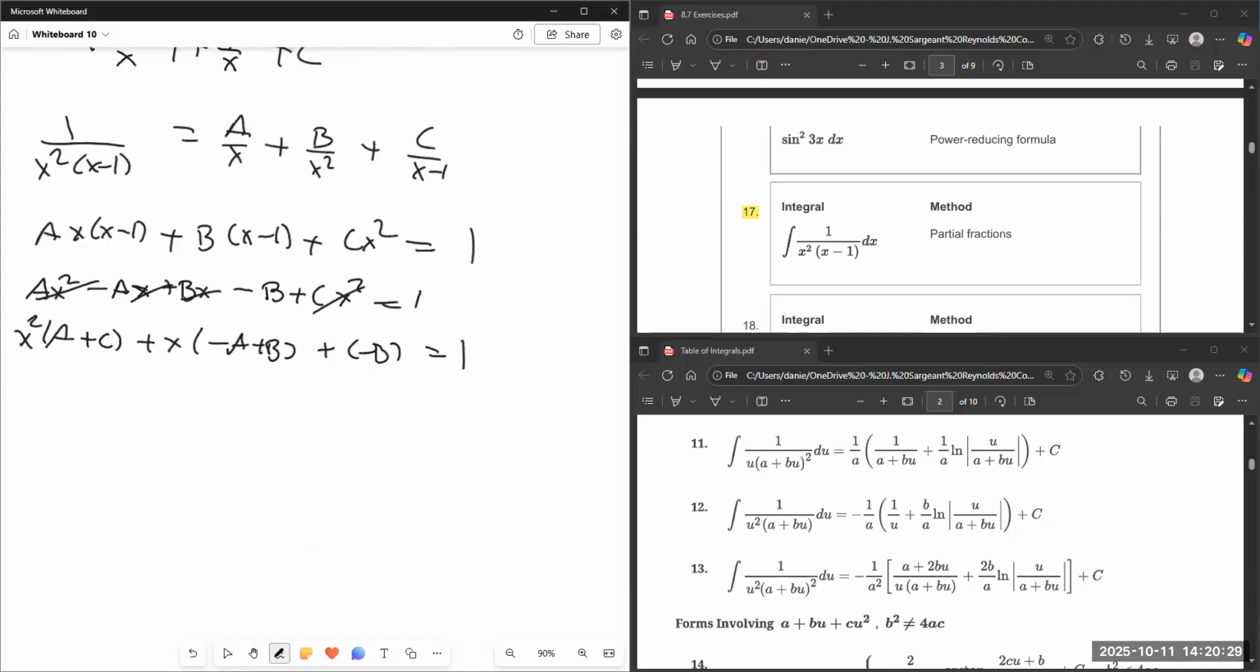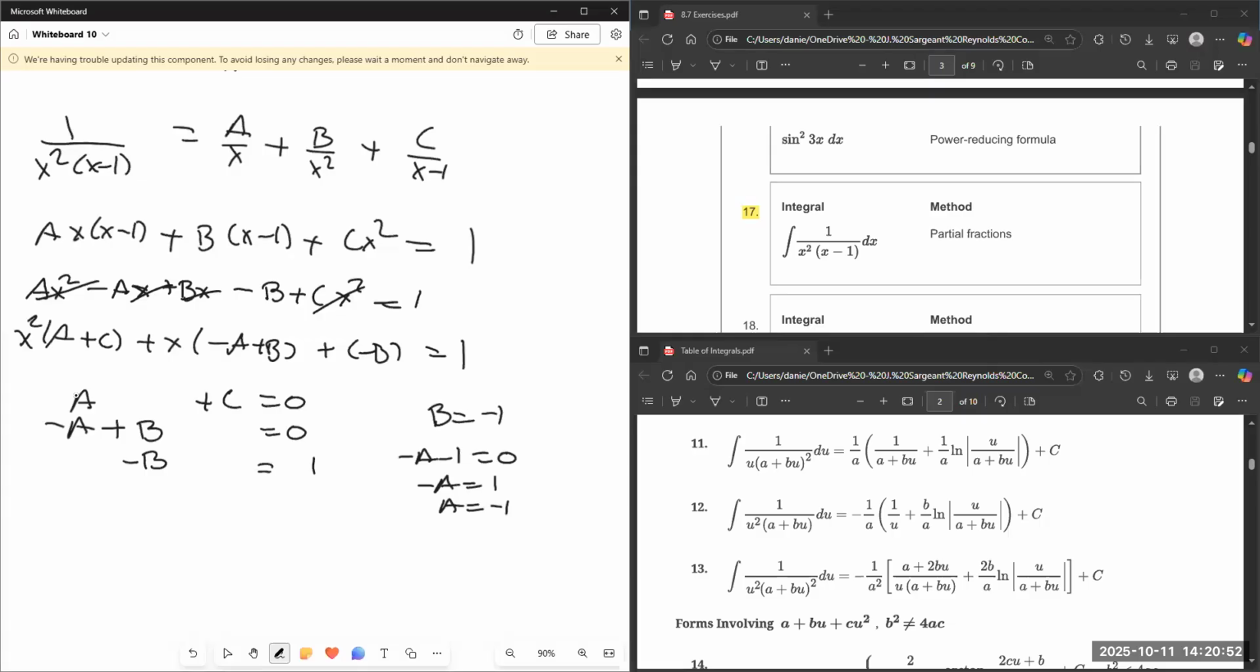So that gives me a plus c is 0. Negative a plus b is also 0. And negative b is equal to 1. So b is equal to negative 1. That makes negative a minus 1 equal to 0. Negative a is equal to 1. A is negative 1. That's negative 1 plus c is equal to 0. So c is equal to 1.